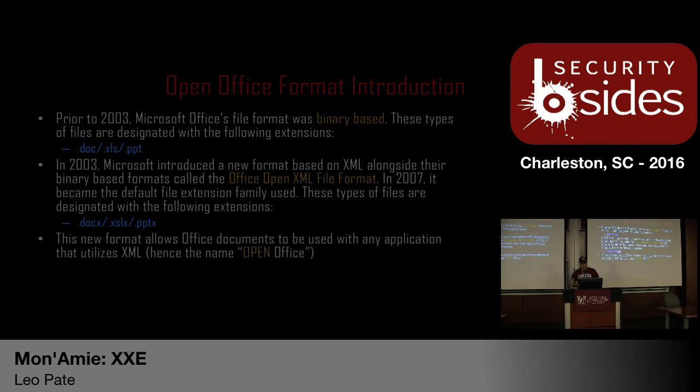So these types of files were designated with the doc, the XLS, and the PPT, right? In 2003, Microsoft introduced a new format based on XML alongside their binary-based formats called the Office Open XML file format. These are the same things, except they're annotated with the X there, because Microsoft is smart. This new format allows Office documents to be used with any application that uses XML, hence the name OpenOffice, right?